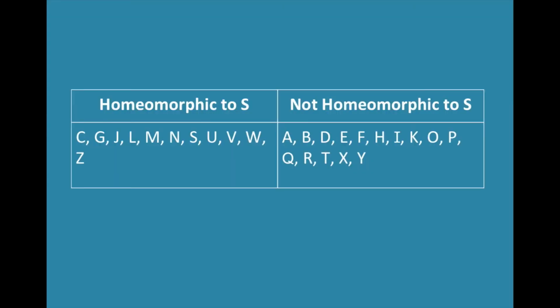Once everyone has determined if their letters are homeomorphic to S, you can create a class table like this one. Even though your students didn't have paper letters this time around, you can proceed in the same manner, asking each student one by one where their letter should go and having them write it up on the board in the correct column. And yes, it should be noted that S is homeomorphic to itself.